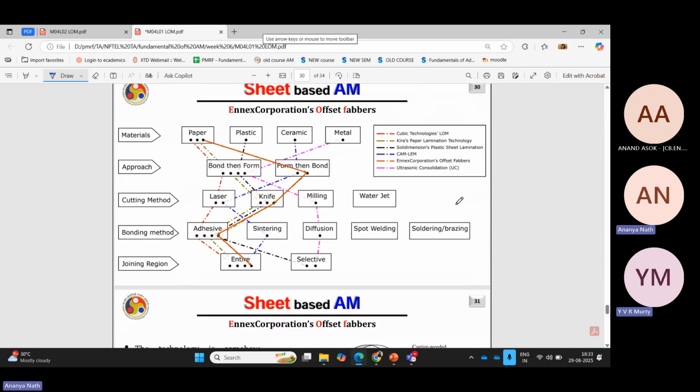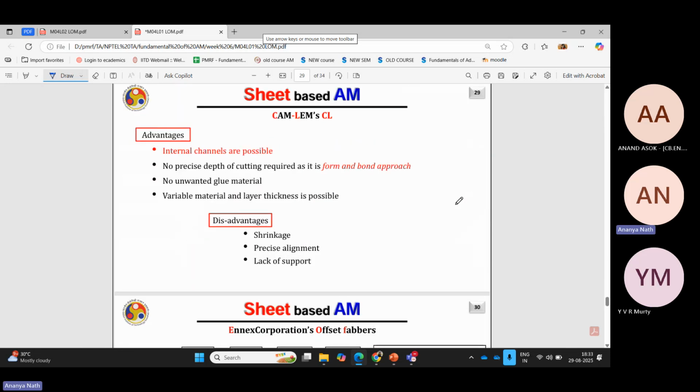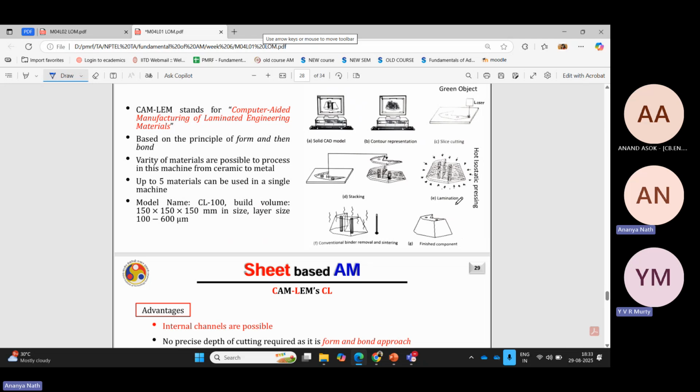But where is the sintering operation carried out? Is it carried out in the machine itself, or in a furnace? In the machine itself. So that much temperature the machine can withstand.